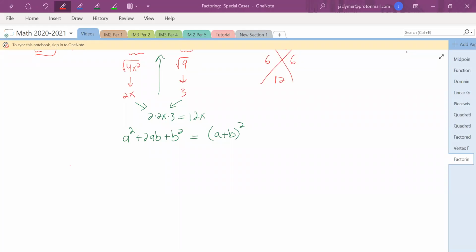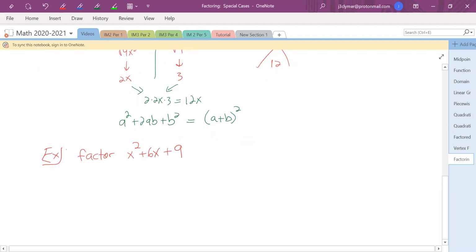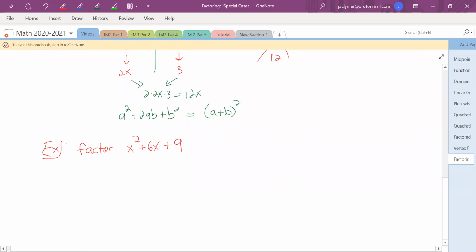Let's look at another example that is a little simpler, as a matter of fact, but it might be easier to recognize as a perfect square. So let's say we have a problem where you're told to factor x squared plus 6x plus 9. In this situation, it's easier to recognize that this middle term is going to be 2ab. Let me show you what I'm talking about.